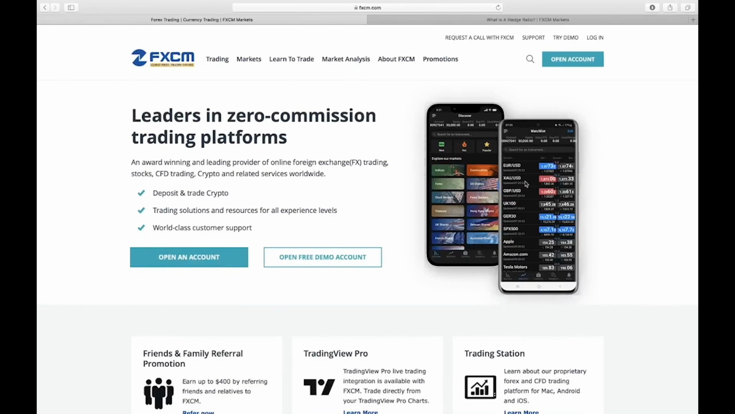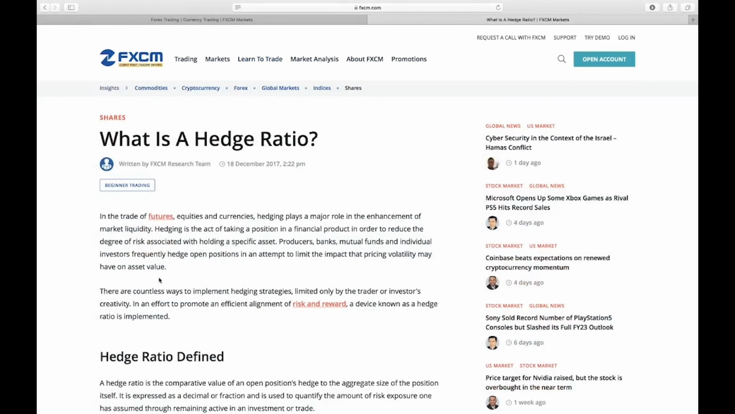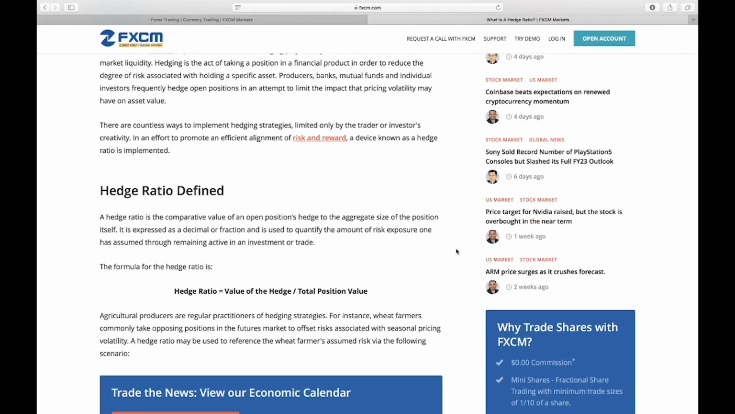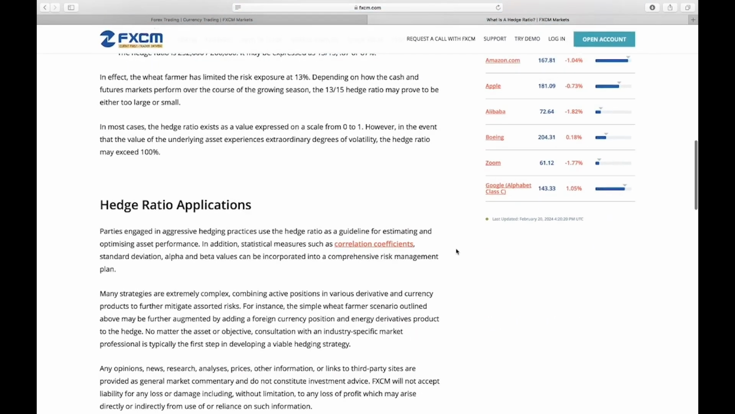If you want to know more about hedge strategies and how to use them, I recommend this article we have on the FXCM platform. It covers what a hedge ratio is and also how to use hedge strategies to improve your risk management, right? This is a great article, so I recommend you go to this one.